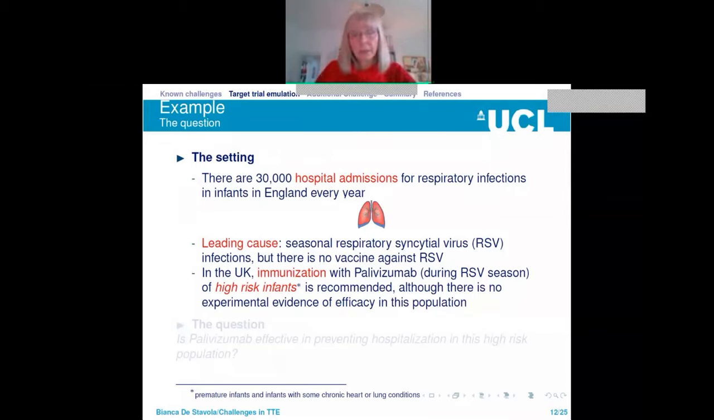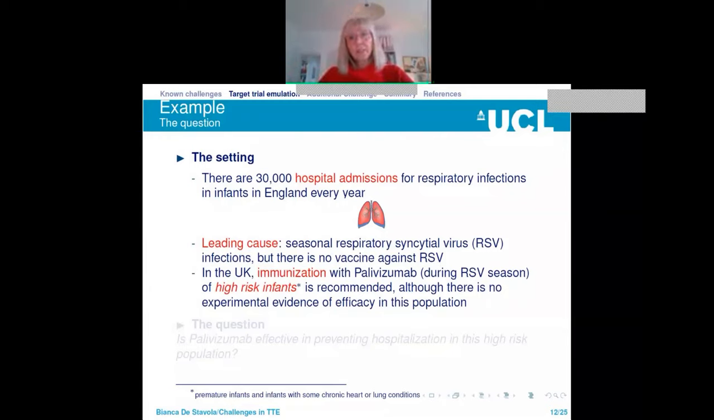So the setting is the following. I work in child health now, so the interest is in hospitalization of infants. And in England, there are 30,000 hospital admissions of babies for respiratory infections every year. Actually, this is to be corrected because this year, I hear there are hardly any hospital admissions for respiratory infection because of the lockdown. But that would be another interesting question to ask whenever the full data are available. But anyway, we are trying to reduce respiratory infection admissions of infants, children below 1 year of age.